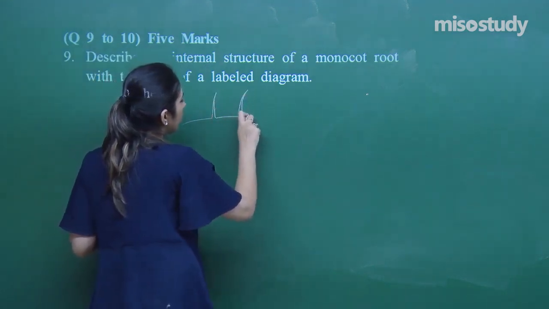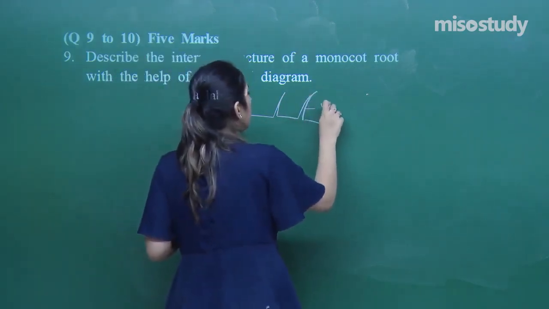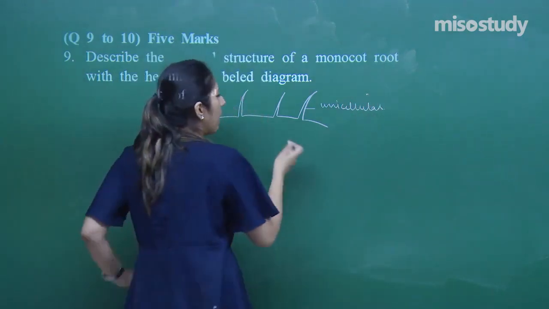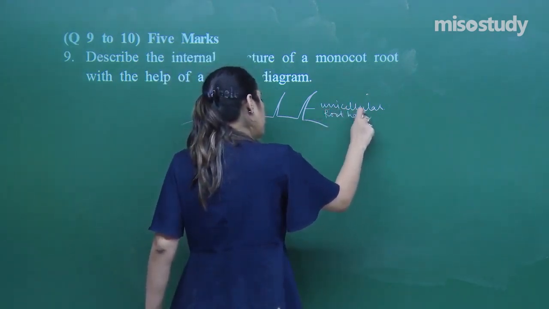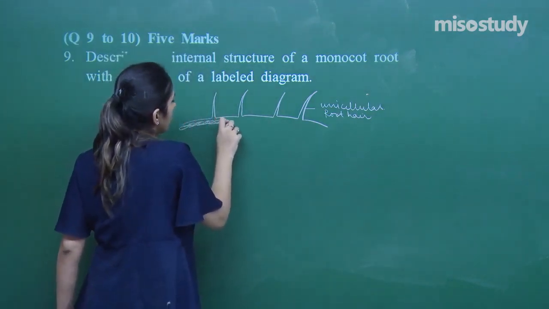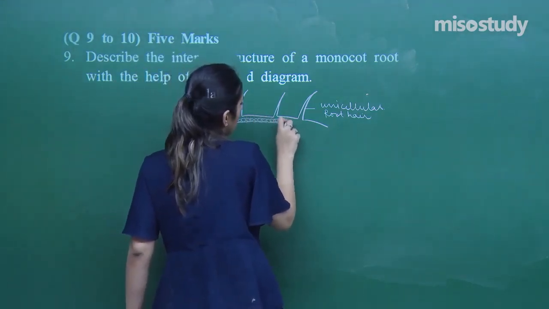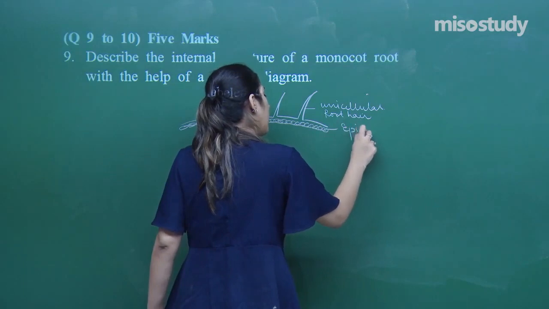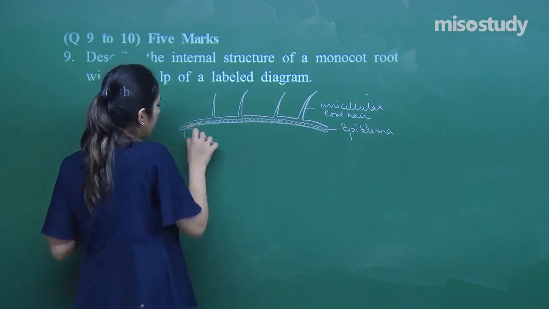Now, to talk about the roots. In case of roots, the unicellular root hairs are present. These are called unicellular root hairs. I am explaining only with the help of a diagram, but in the diagram I will explain each and every point. Root hairs. After that, the epidermal cells are present, which is called epiblema. After that, well developed cortex cells are present.